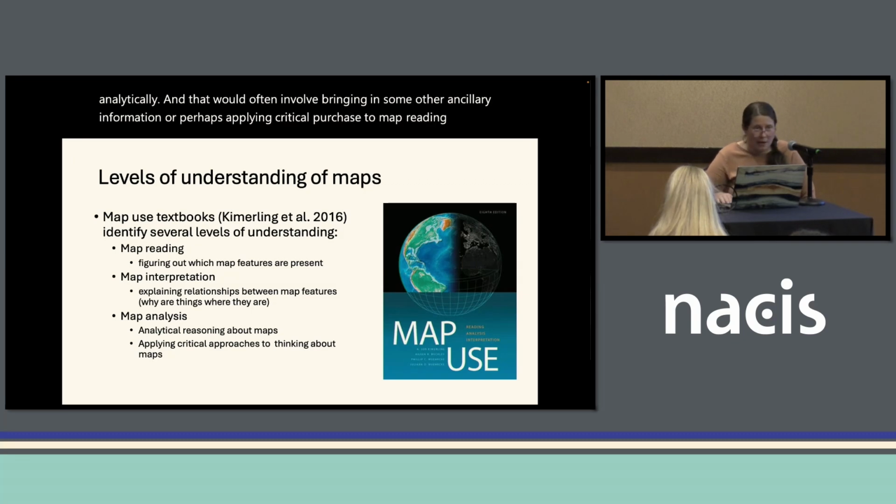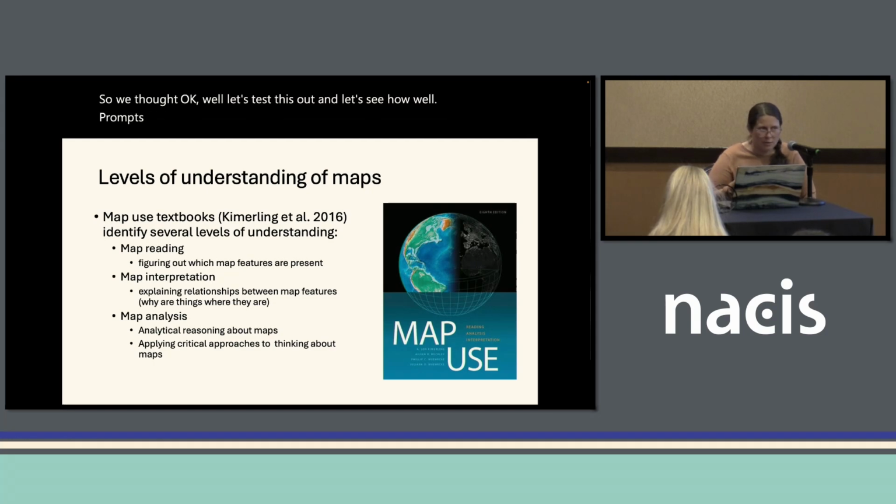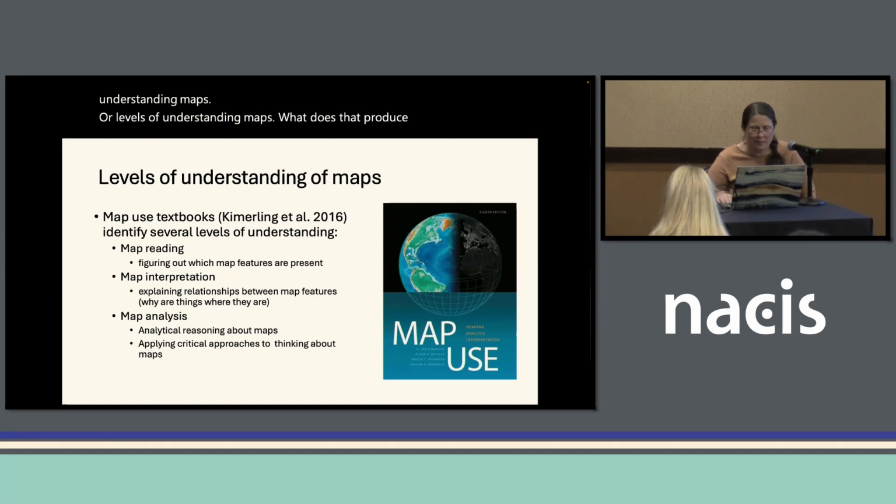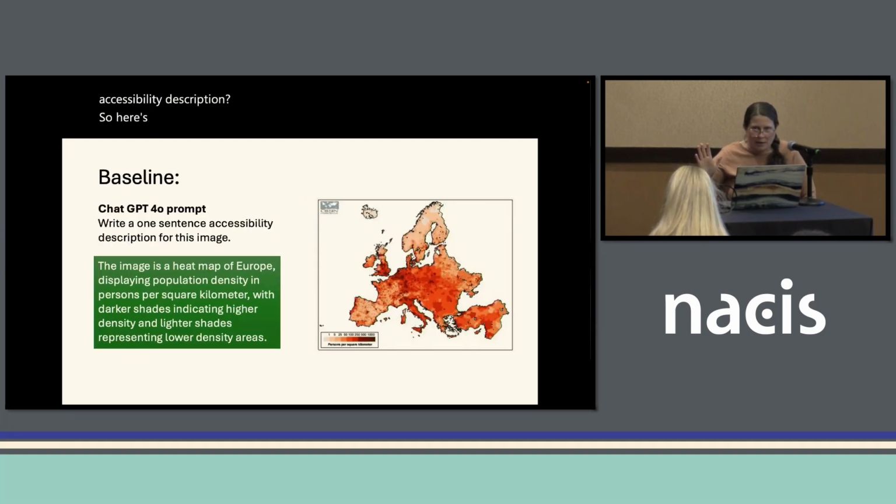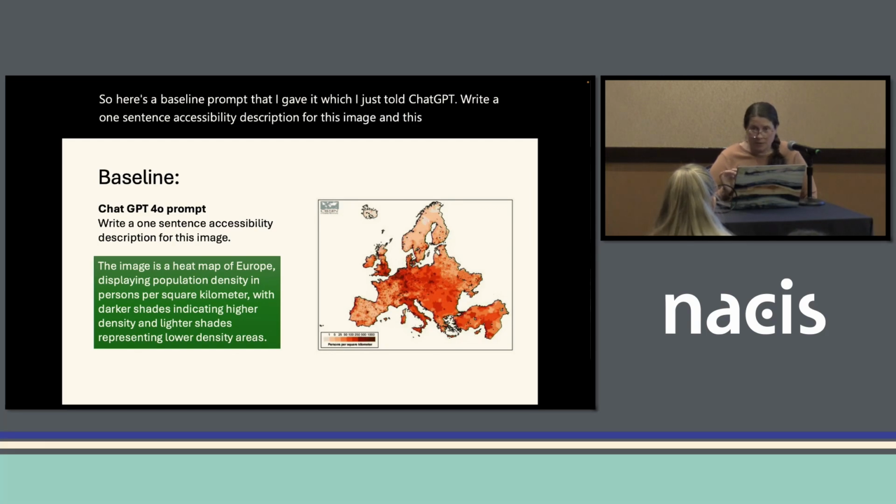So we thought, okay, let's test this out and see how well prompts designed to capture these different levels of understanding maps do, and what that produces in an accessibility description. Here's a baseline prompt that I gave ChatGPT: write a one-sentence accessibility description for this image. And this is what it produced. It says, this image is a heat map of Europe displaying population density in persons per square kilometer, with darker shades indicating higher density and lighter shades representing lower density areas.